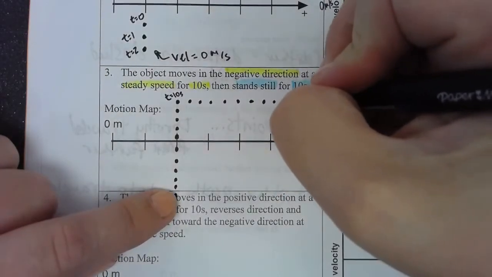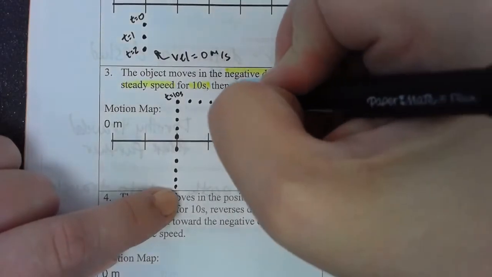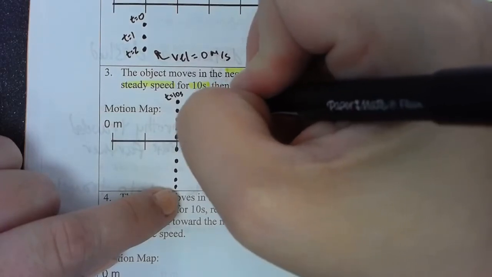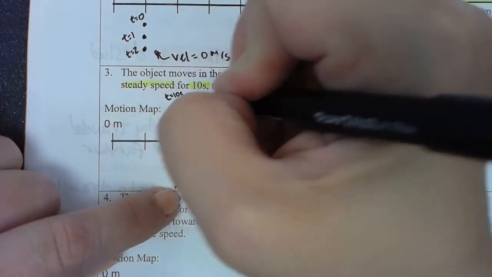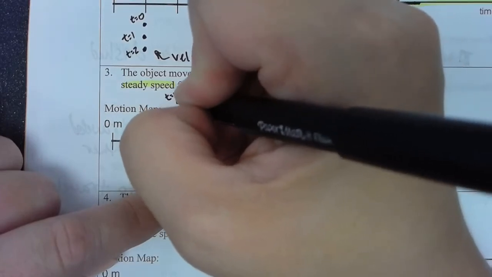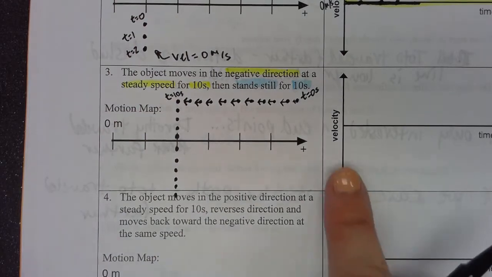So I'm going to draw my arrows going backwards carefully as I can because this pen is too fat for this. There's my arrows.